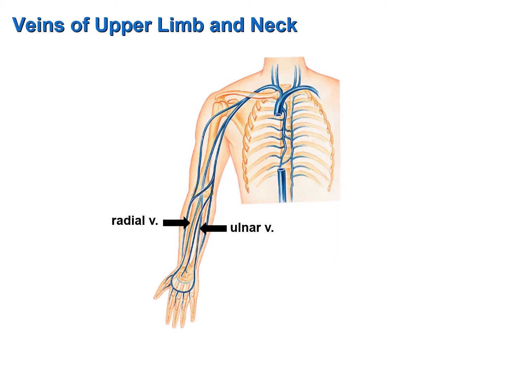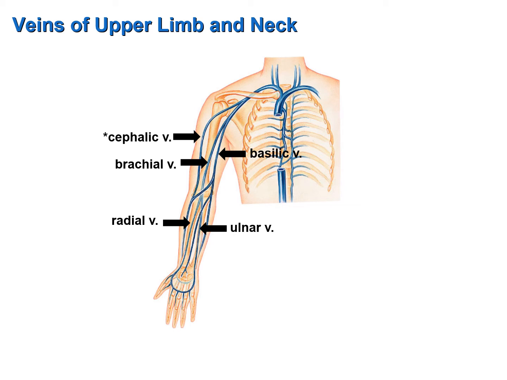Running along the radius is the radial vein. Those two veins merge to form the brachial vein. I want to call your attention to this vein here called the basilic vein. You don't have to know it, but it's going to merge with the brachial vein and form the axillary vein in just a moment. I do want to call your attention to the cephalic vein. The cephalic vein is a new vein. There wasn't a cephalic artery. So I'll put a little asterisk there to let you know, hey, this is new.